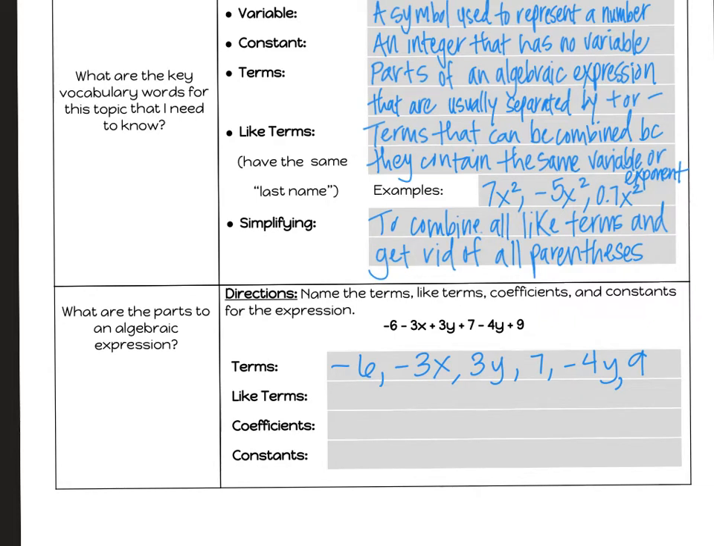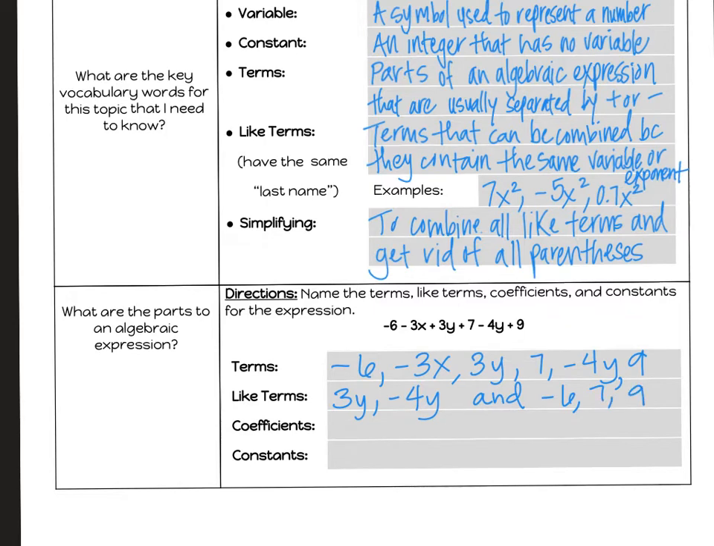And then as far as like terms, these are the terms that, again, either have the same variable or exponent. So we have two groups of these in this expression. We have our y's, so 3y, and we also have -4y. And then I want you to write the word and, because we have a different group of like terms. We have our constants. These are integers. So we have -6, we have +7, and we have +9.